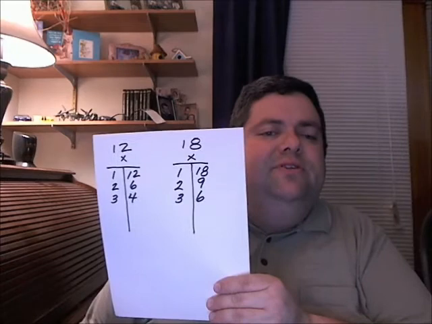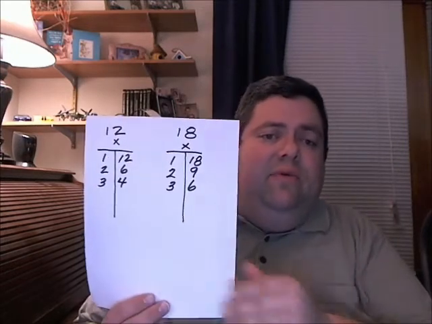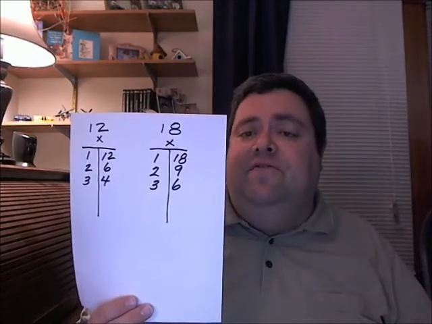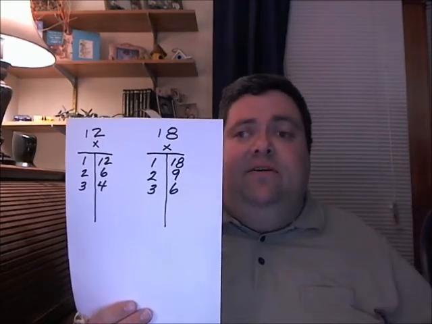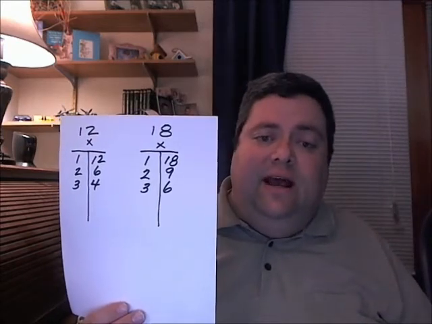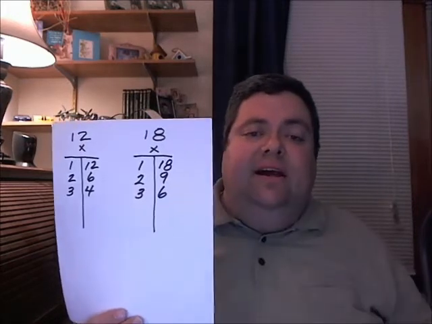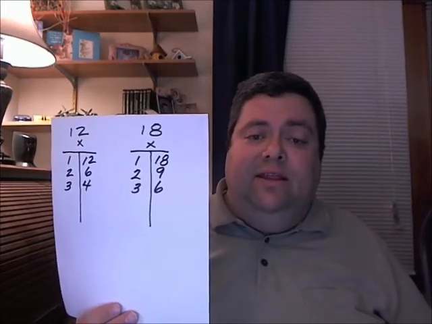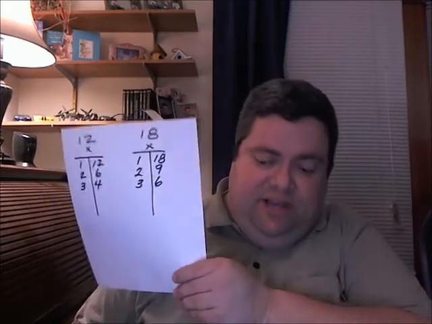But the next number is 5, and we know some rules about 5s. They are only factors of numbers that end in 0 and 5. And 18, of course, ends in 8. So 5 is really not an option here. The next number we would try is 6, and we've already used 6. So we're at the end of our factors. I'll give you a moment to write down your factors as I do the same.